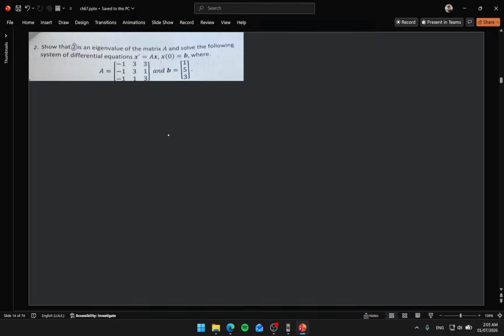So that 2 is an eigenvalue of the matrix A and so on.